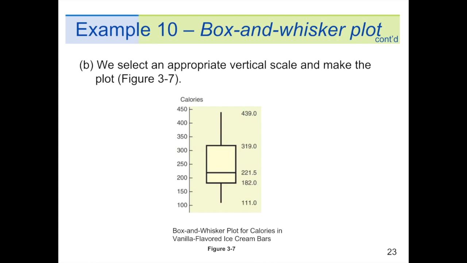We select an appropriate vertical scale and make the plot. So we went from 111 to 439, so we went with 100 to 450. The box and whisker plot for calories in the vanilla flavored ice cream bars. So, again, high value is 439, that's the top. Q3 was 319, starts the box. The median was 221.5, is the middle. 182 is Q1, and then the bottom, 111.